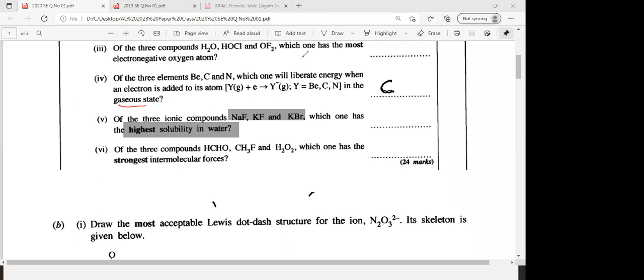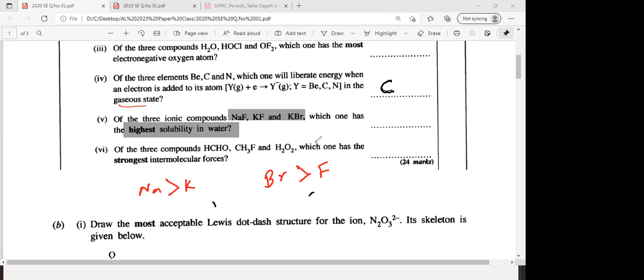Okay, so actually what matters here: Br minus is larger than Na, which is larger than K. That's number one. Then the anion Br is greater than F. The size I am talking about. Size. So when you take the ionic bond length, what matters? The size of the atom matters. Ion.